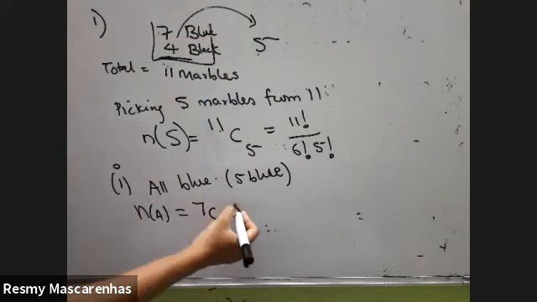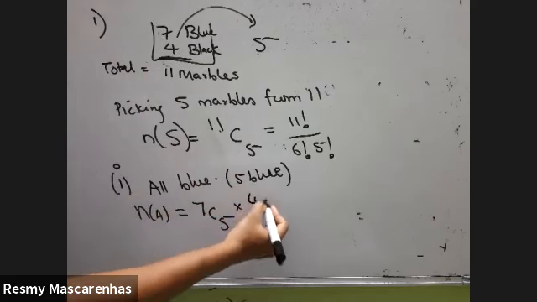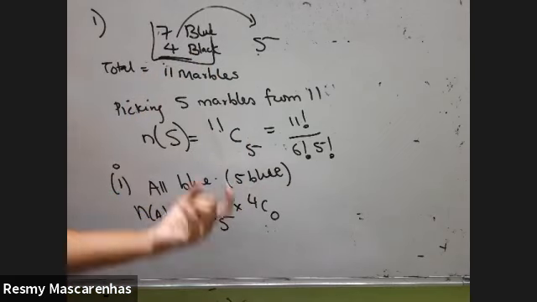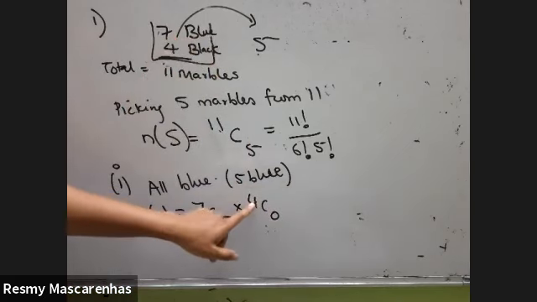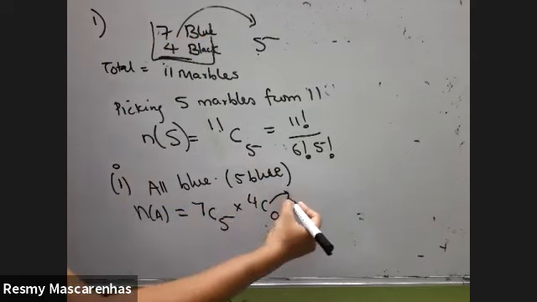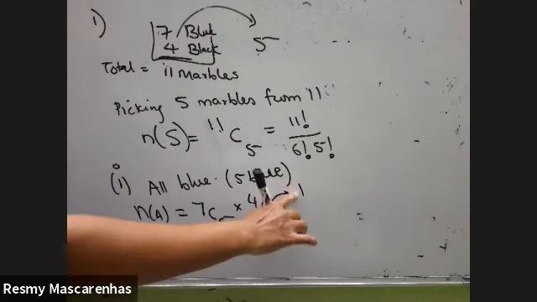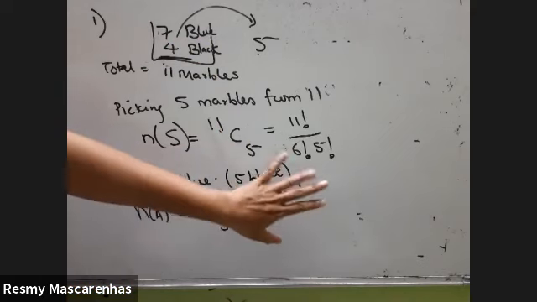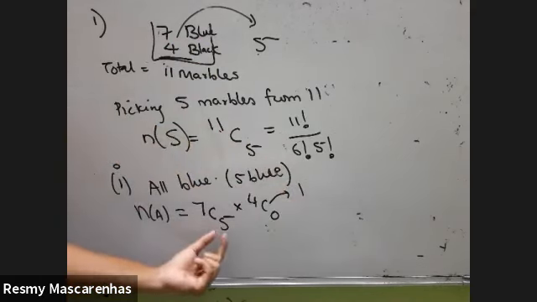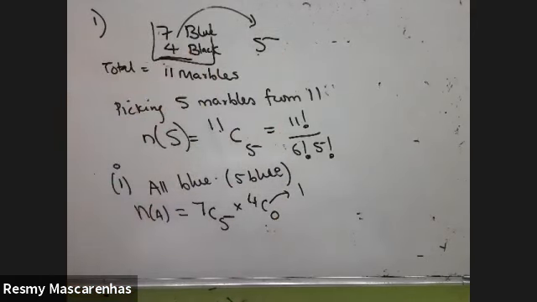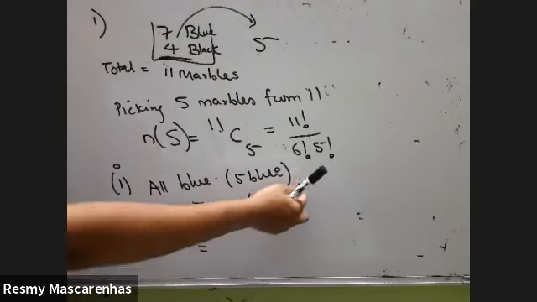If you want, you can write this also. How many am I picking up black? Out of 4, 0 I'm picking up. This is not compulsory. Because 5 already I'm picking up from blue and 0 from black. The moment it is 0, the value is 1. Some of them will write this, others may not. It's up to you. Whichever way, the answer will be the same because this value is 1.